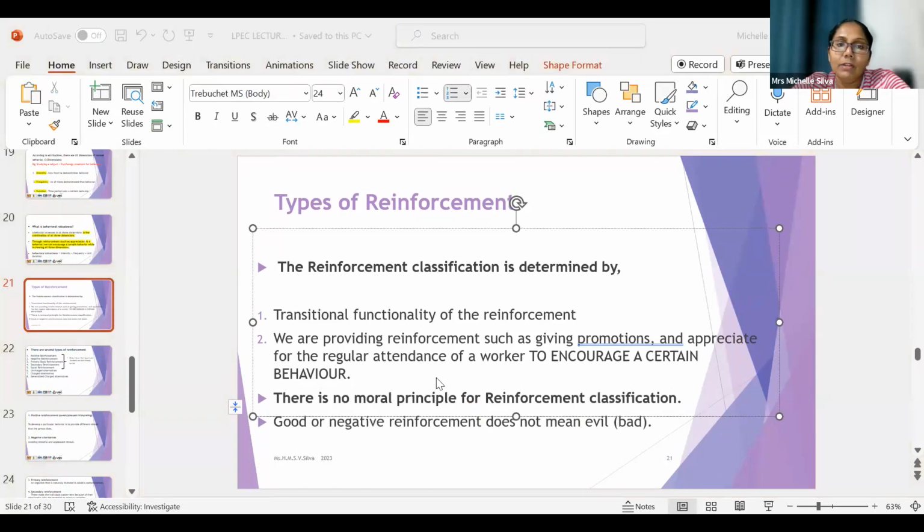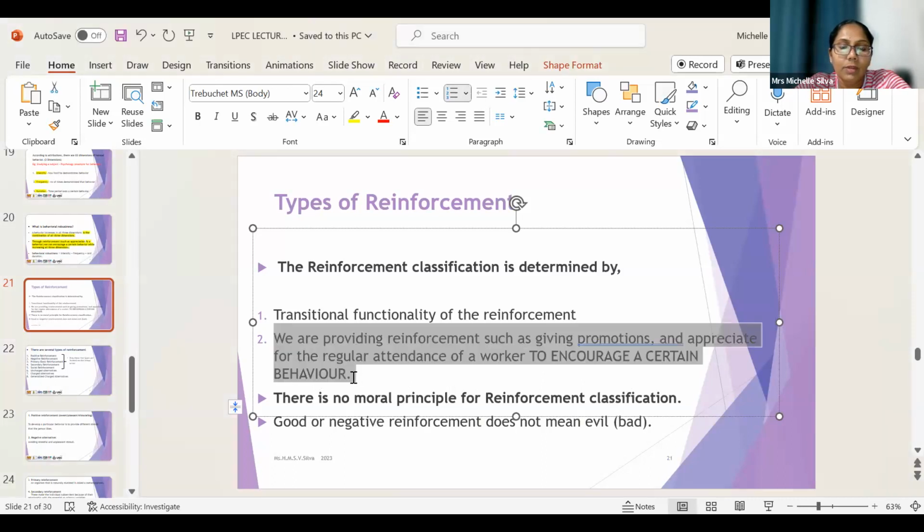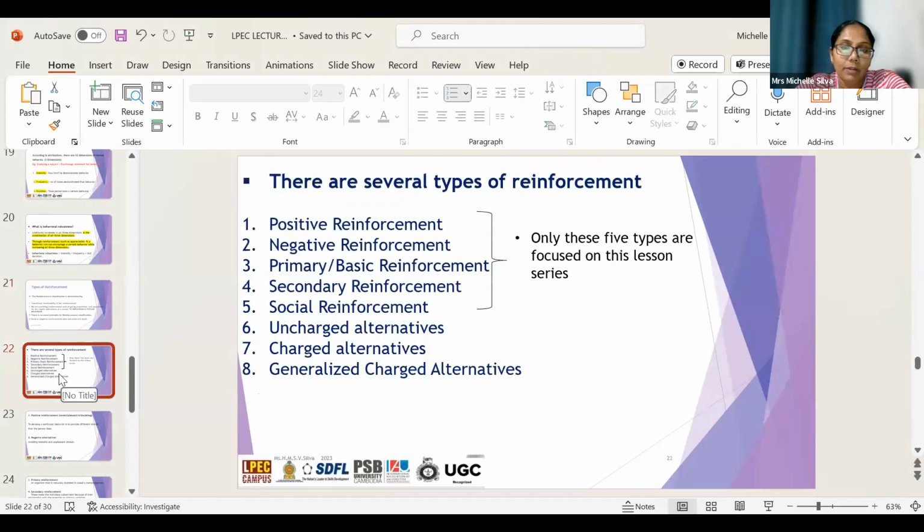We are providing reinforcement such as giving promotion and appreciation for the regular attendance of a worker to encourage a certain behavior. So always remember, we are always providing reinforcement to encourage a certain behavior. But there are different types of reinforcement.